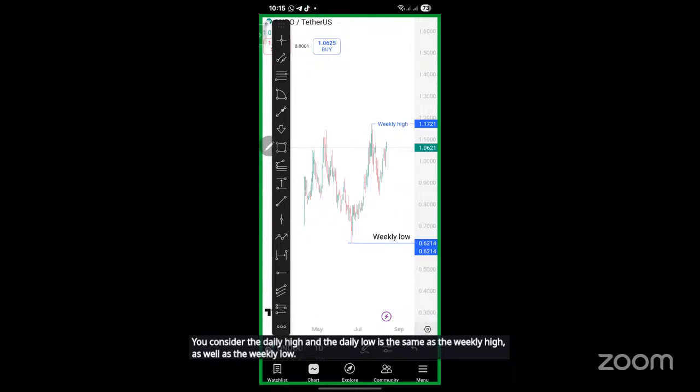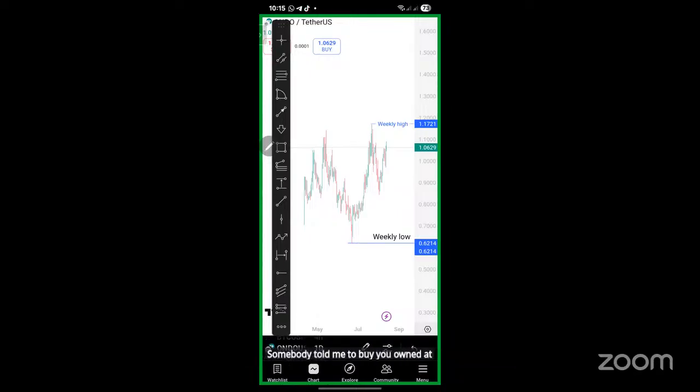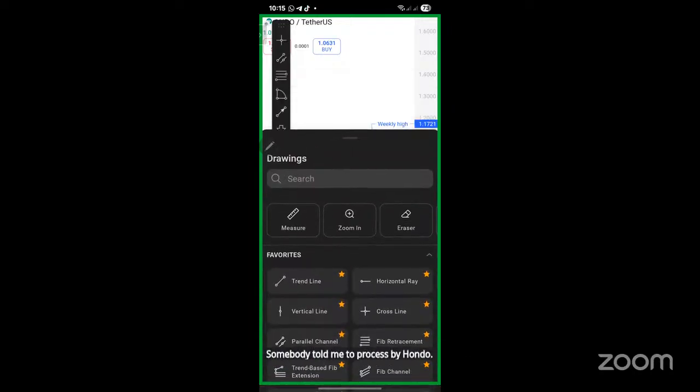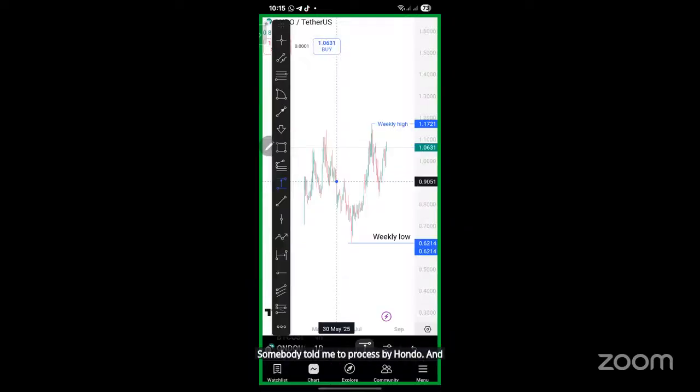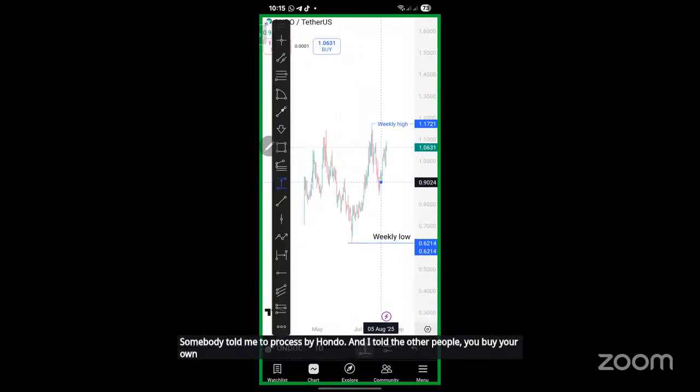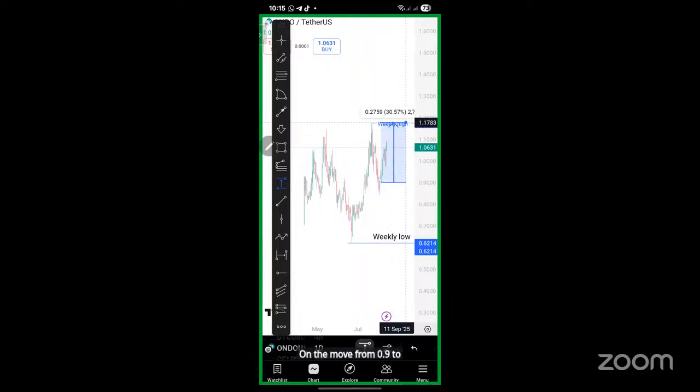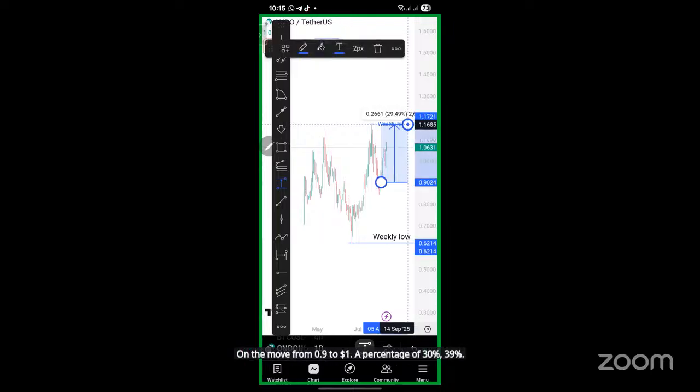Somebody told me to buy Ondo at $0.9 and I refused. Very stubborn. I told the other people, you buy Ondo, and I did not buy. Now from here, Ondo moved from 0.9 to $1, a percentage of 29%, 30%. And Ondo is still moving up. Ondo is not yet expensive. It is cheap. You see?